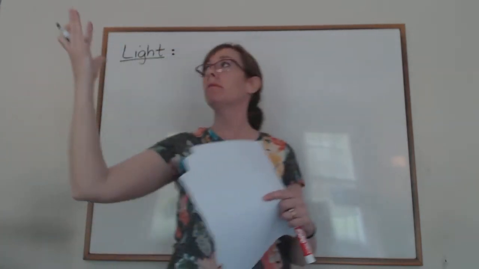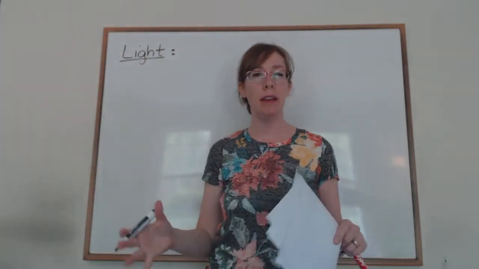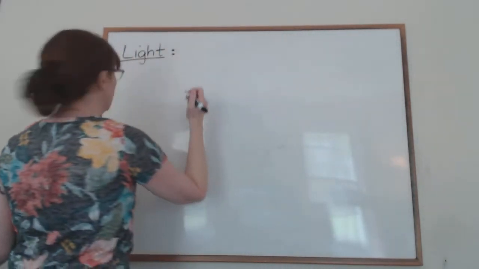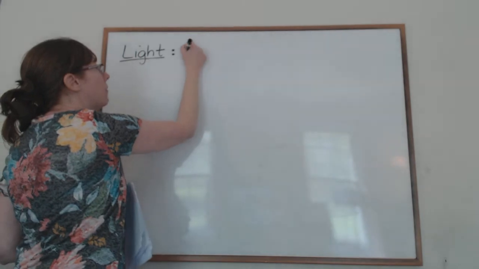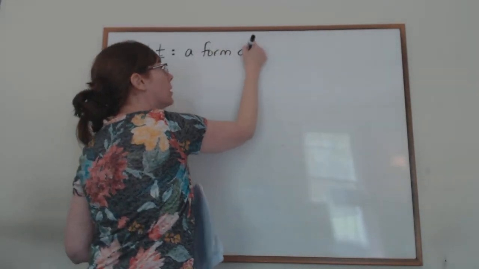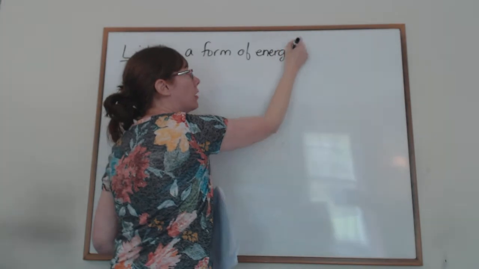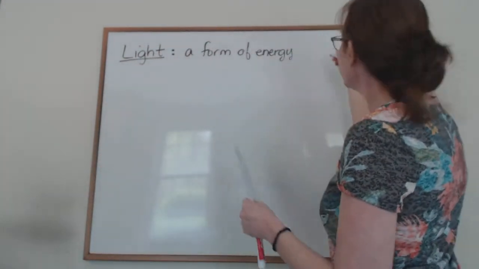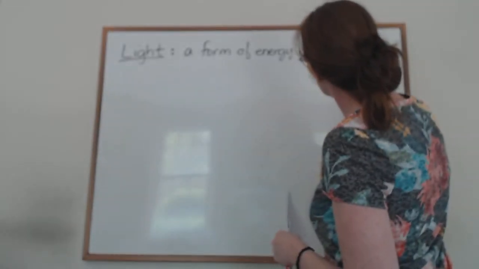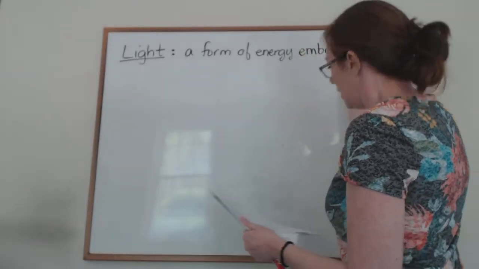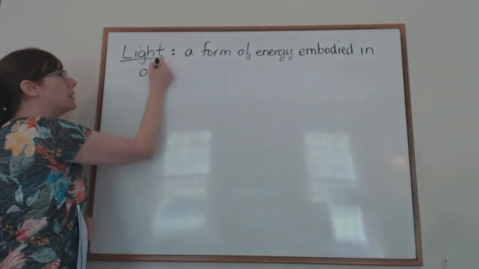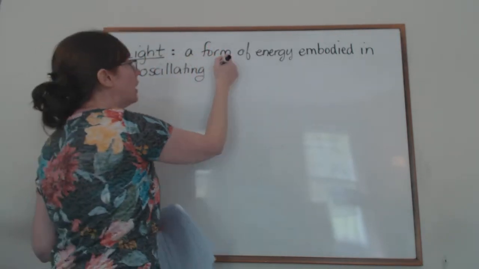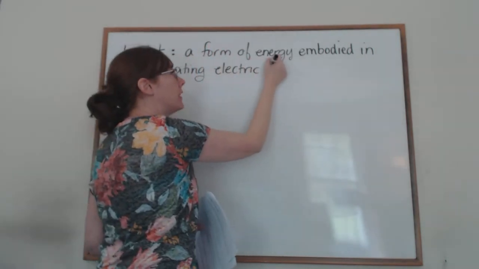Light, I mean, you know it, it's coming from light bulbs, coming from the sun, but it is something with a definition. It is a defined thing. So what is light? Light is a form of energy. So light can be measured in joules. It's a form of energy, which is embodied in oscillating, and I'll define that word in just a minute, electric and magnetic fields.